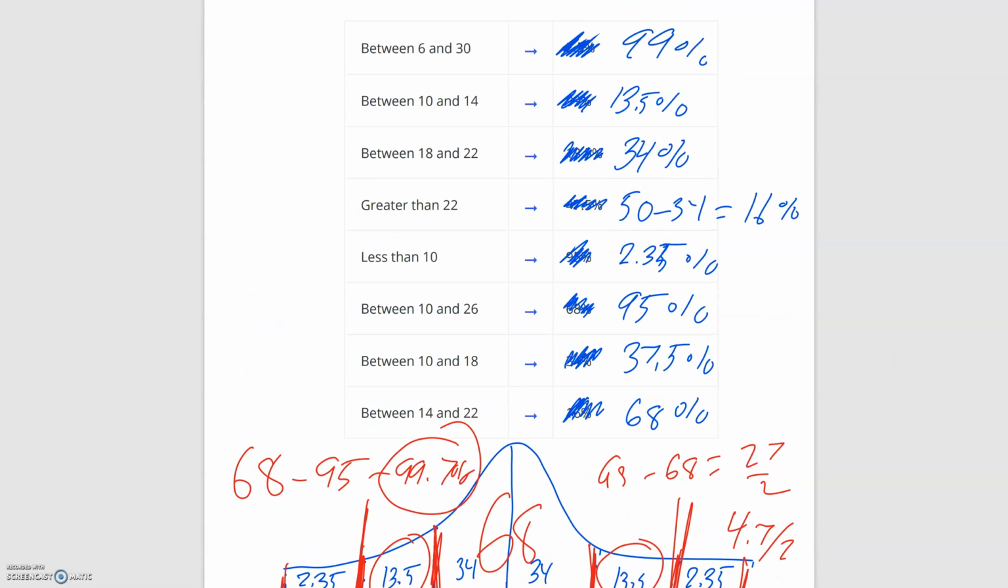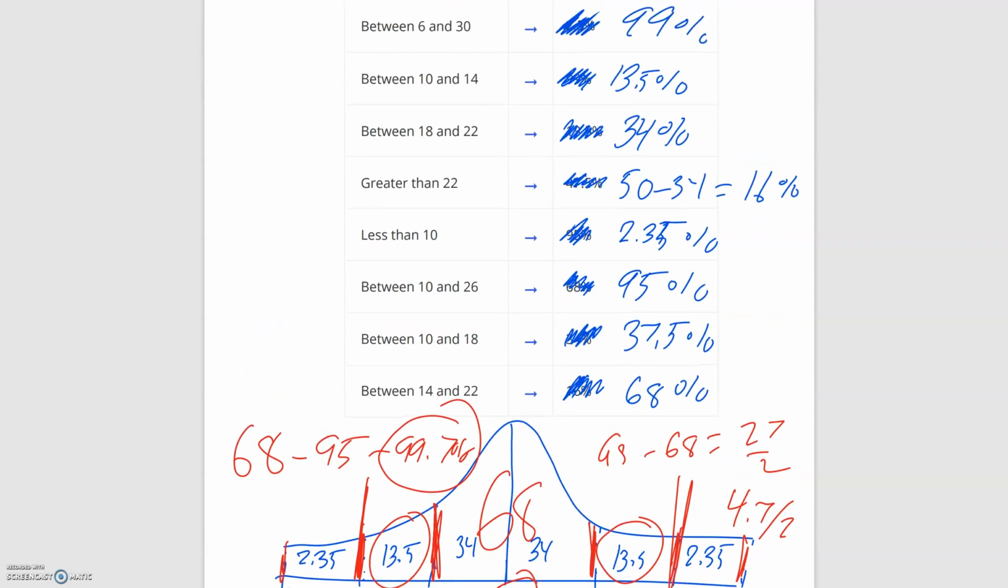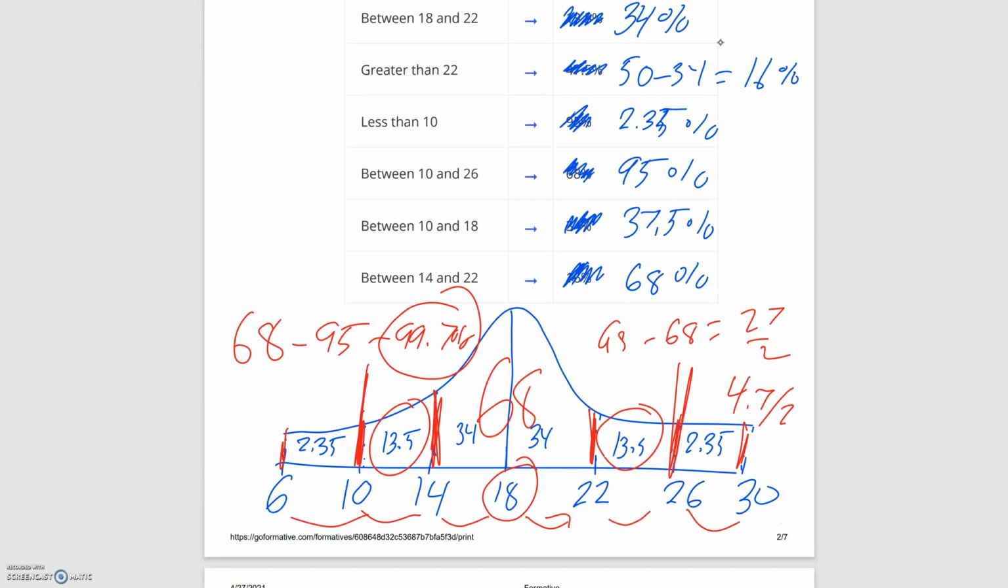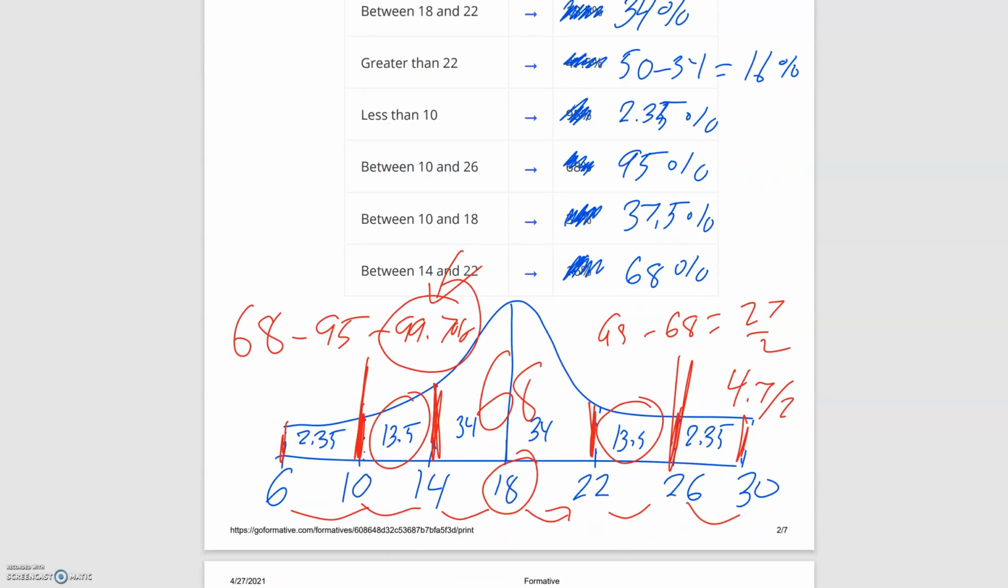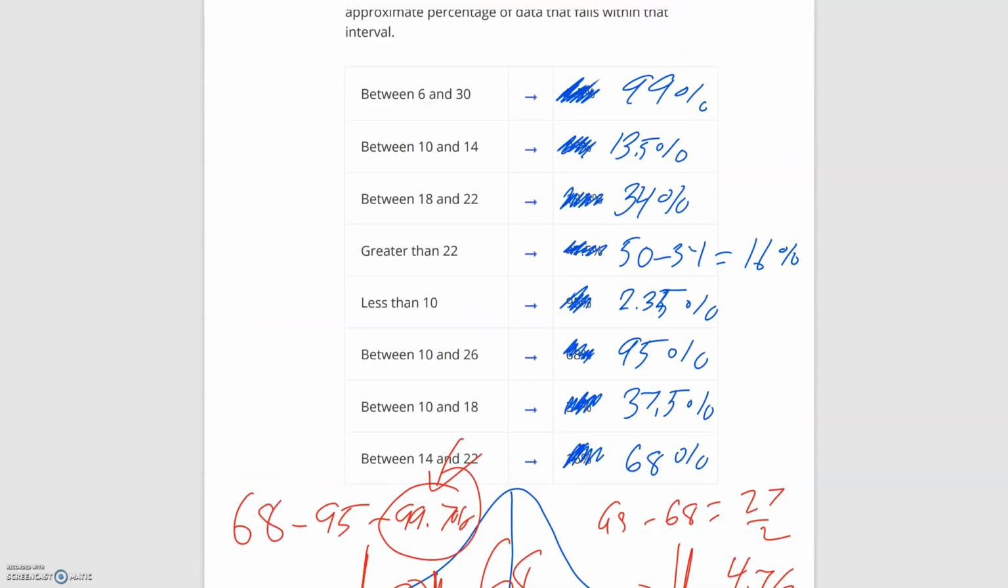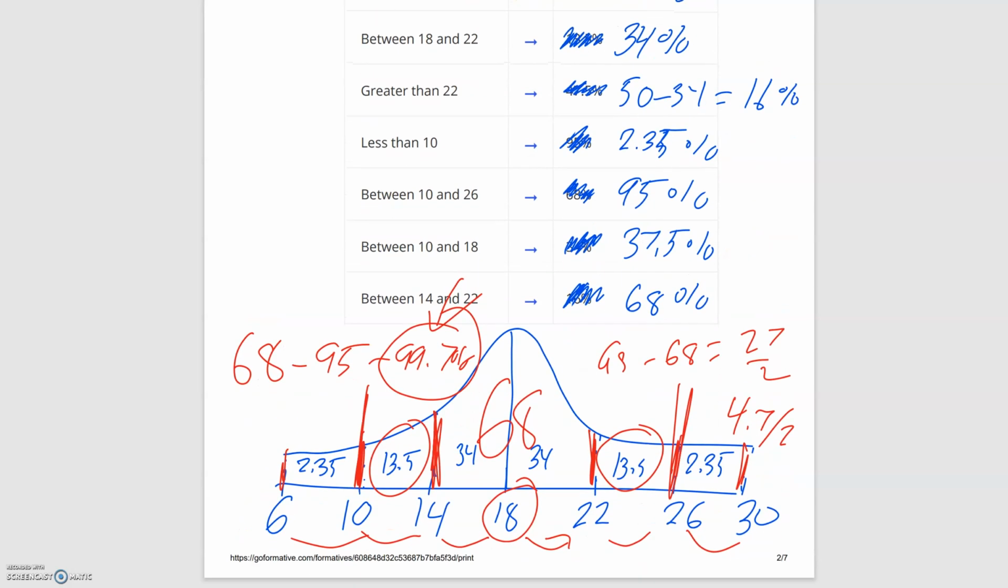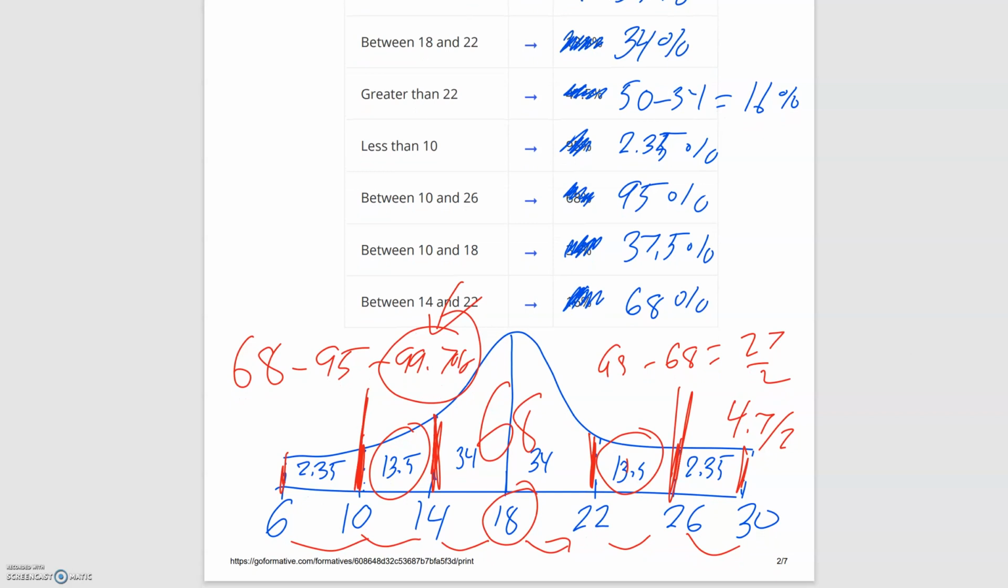And then to answer these questions, you just look at what you have. So between 6 and 30, well, that's 3 standard deviations. That's 99.7, okay? If I go to 10 and 14, that'd be 13.5. 18 and 22, that's just one standard deviation above the mean, so that's 34%, and so on. So it gets a little tricky. Like, for example, when it starts saying greater than 22.